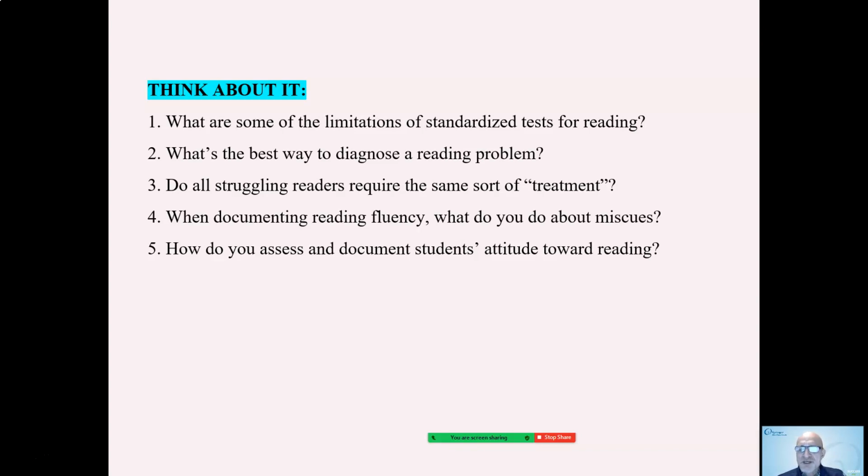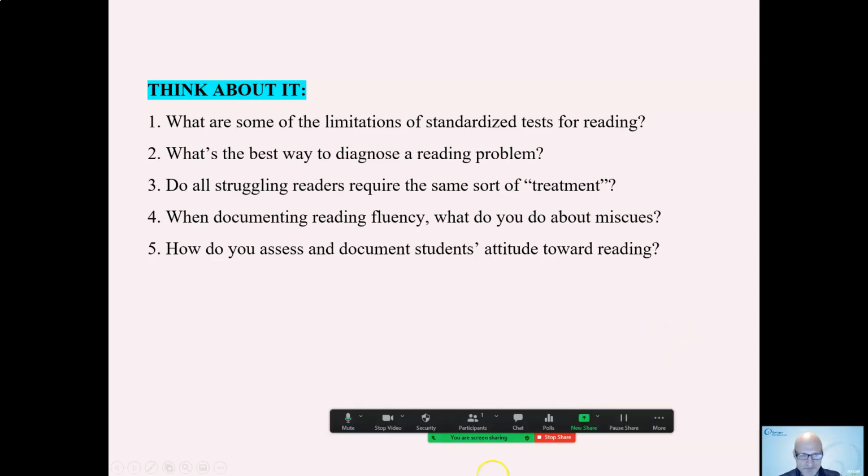When documenting reading fluency, what do you do about miscues? You ignore them, miscues and errors, because we're just looking at the speed of processing. How do you assess and document students' attitude towards reading? Well, it's very important. Some sort of simple Likert scale or reading attitude survey.